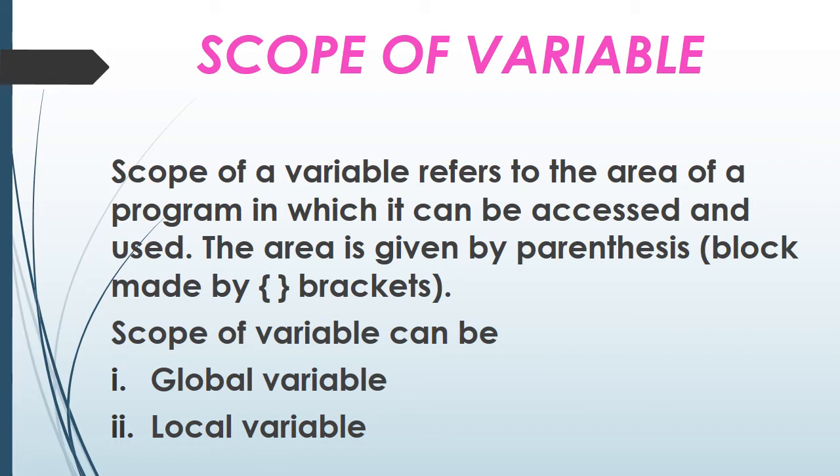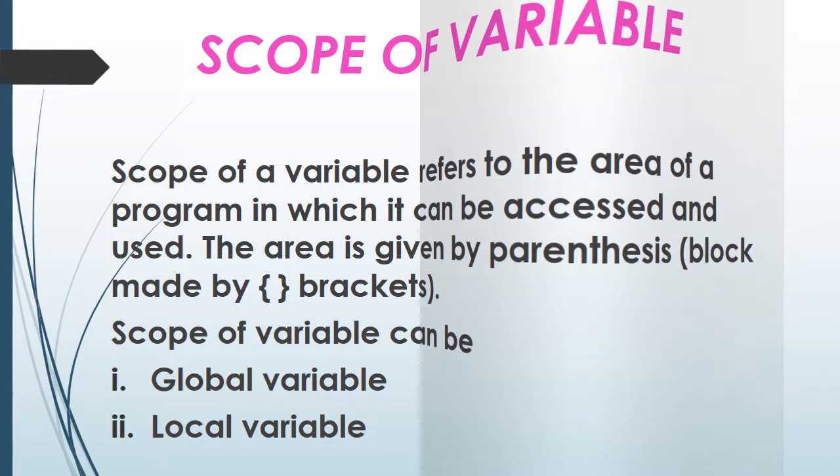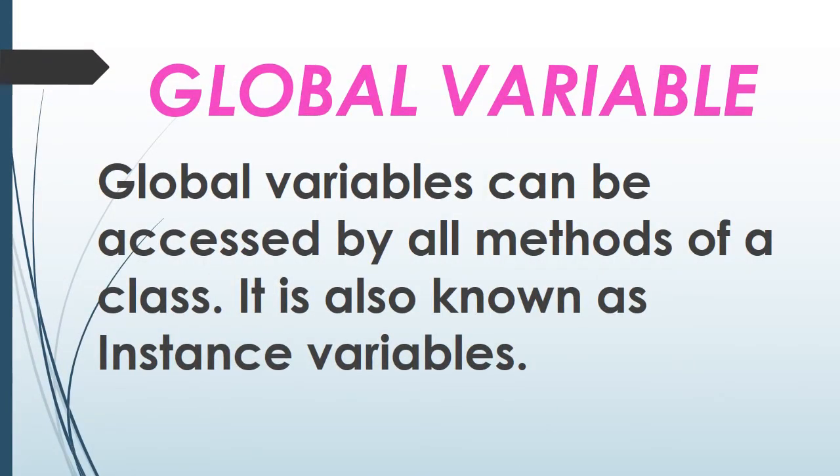There are two types of scope of variables: global variable and local variable. We will see these one by one. The first one is the global variable. It is clear from the name only. Global variables are those variables which can be accessed by any method, any function of the class, meaning inside the class, anywhere it can be accessed by any method.